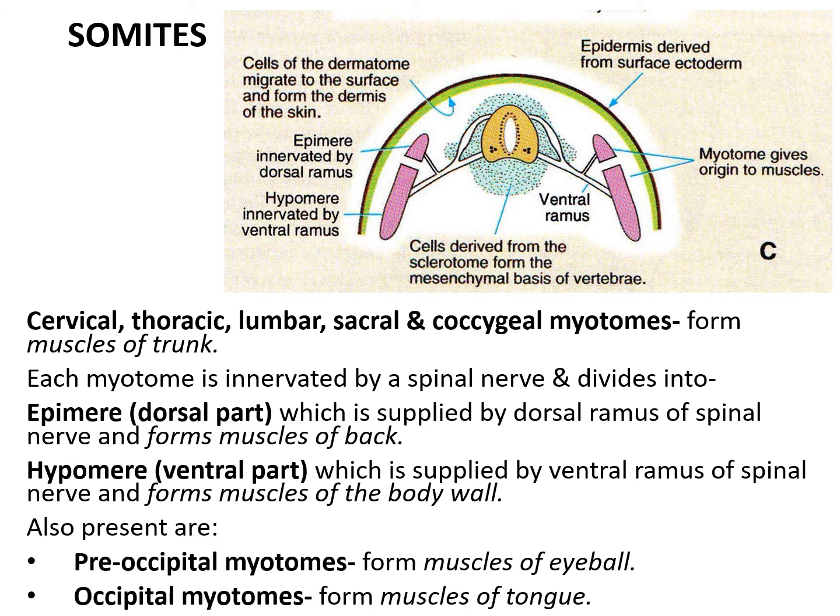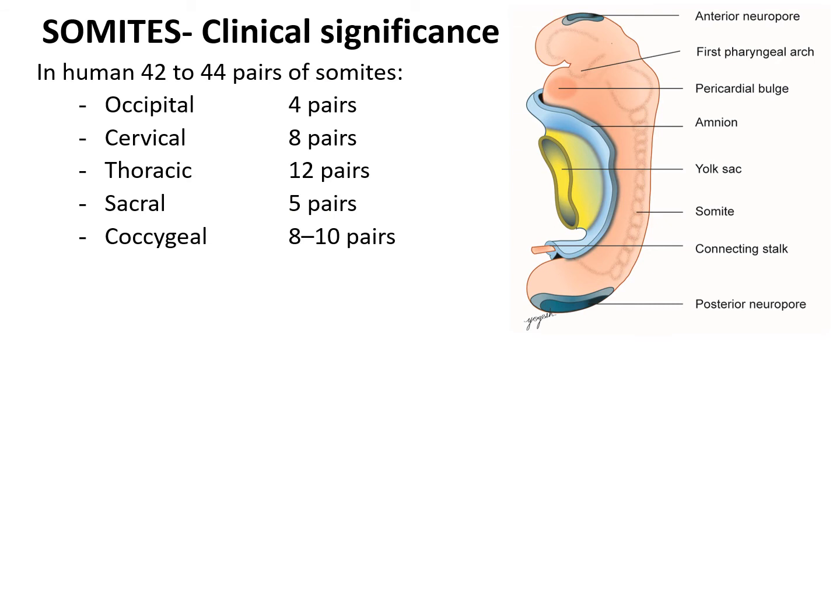Apart from these, we have pre-occipital myotomes which form muscles of the eyeball and occipital myotomes which give rise to the muscles of the tongue. In humans, 42 to 44 pairs of somites are present and they are named according to the region they are present in. For example, 4 pairs in the occipital region, 8 pairs in the cervical part, 12 thoracic, 5 sacral, and 8 to 10 coccygeal pairs of somites.